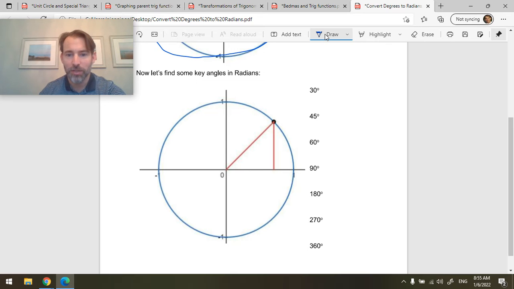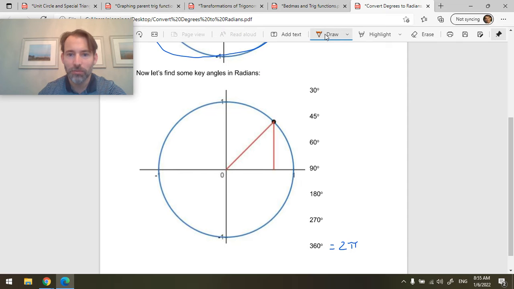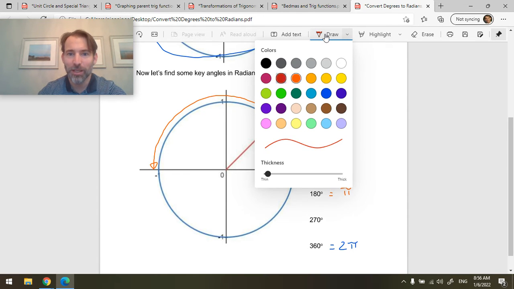So let's take a look first at 360. We already know that that's equal to 2 pi. All right, what about 180? Well, 180, let's do this one. It's a very key one. If we go around a circle, well, that's 180 degrees. That's half a circle, so it must be half of that. So half of 2 is just 1. So this is just equal to pi. 180 equals pi.